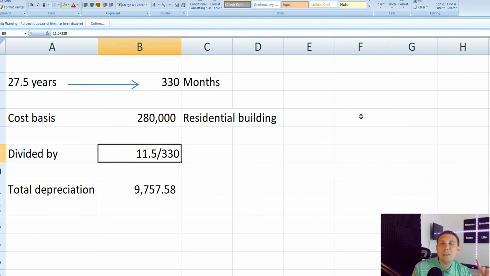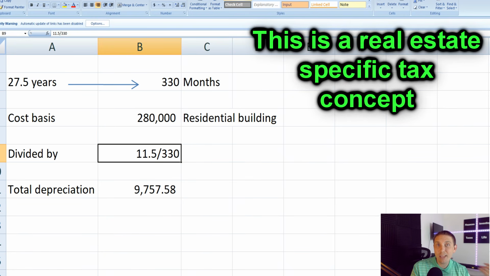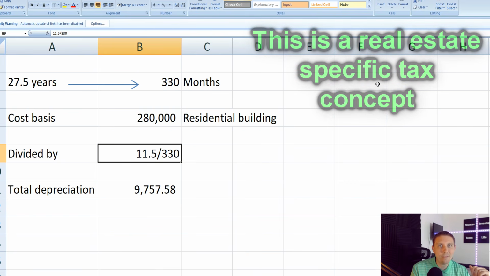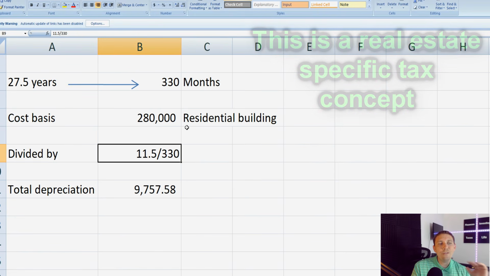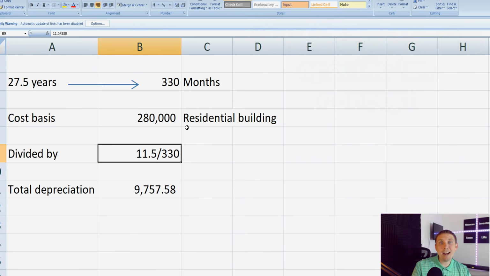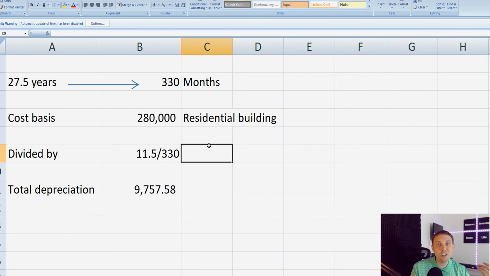Unless you did a lot of reading on the IRS website, or read Publication 946, which covers depreciation, then you might learn how this works. But other than that, most people will never know how this works. So in the first year, even though you've had this in service the entire year, you don't get to take a full year of depreciation.